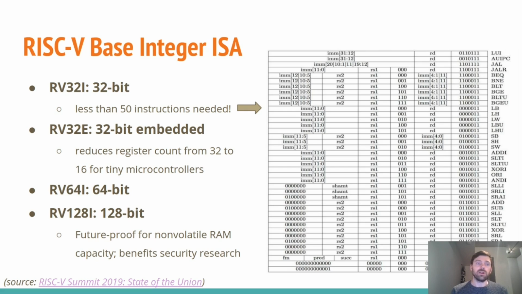And then there's RV32E, which is just a reduced register count to make it better for implementing small microcontrollers. And there's RV64I, and this is 64-bit, and this will be the one that we're most interested in terms of RISC-V processors that can run Linux. There's even 128-bit, so this is kind of future-proof to make sure there's enough address space when non-volatile RAM capacities increase, potentially. It also is beneficial for security as well to have a larger address space.